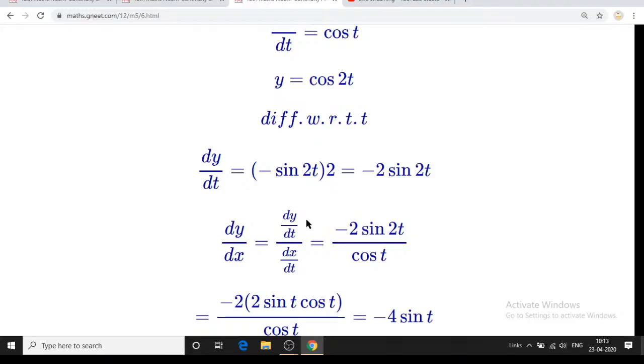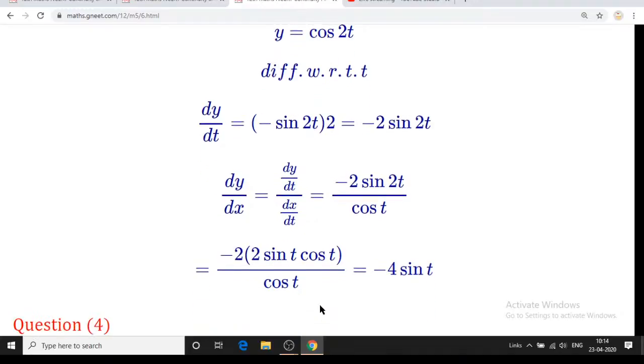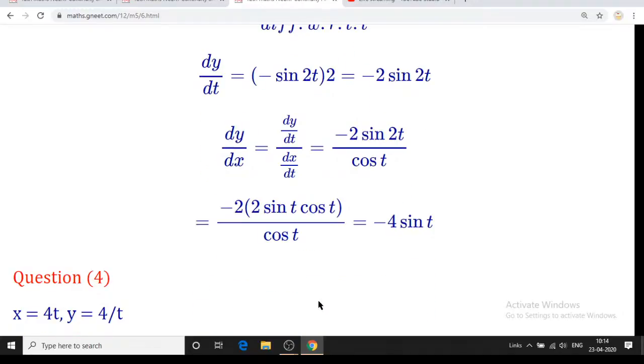dy by dx is dy by dt upon dx by dt. So that is equal to minus 2 sine 2t upon cos t. Here we will use the formula of sine 2t. We know the formula for sine 2 theta is 2 sine theta cos theta. So here it is minus 2 in a bracket 2 sine t cos t upon cos t. This cos t gets cancelled. These two 2s are 4 and sine t. So the answer is minus 4 sine t.